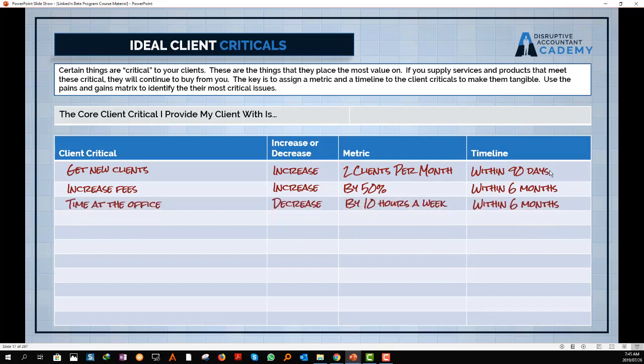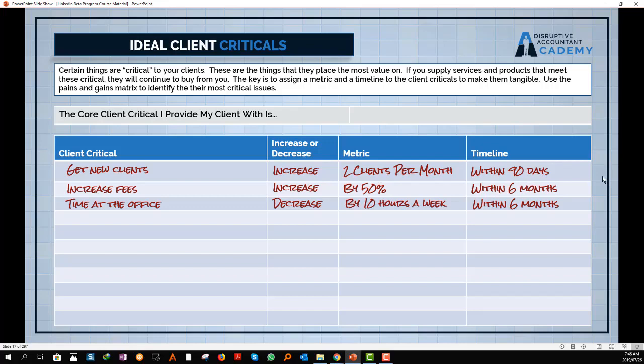A decrease here would be, say, the time that they spend at the office. Obviously, they want to decrease that. By how much? By 2 hours a week, by 10 hours a week, by 5 hours a week. Again, when? Within 3 months, within 6 months, within a year. That's the timeline. And as you can see, this allows your clients, or your prospects, to make that ROI calculation.